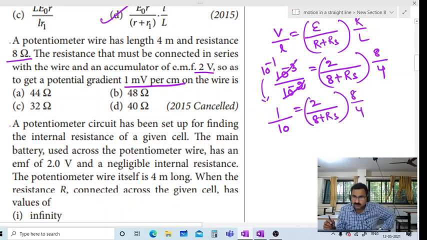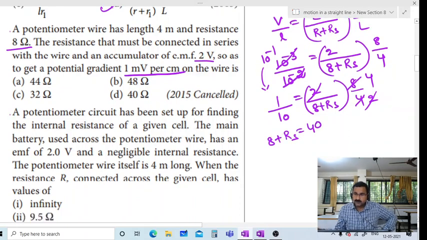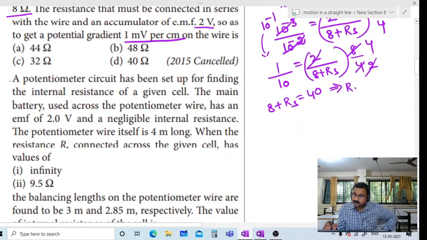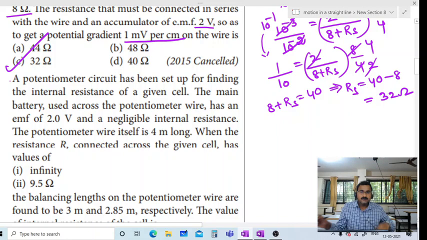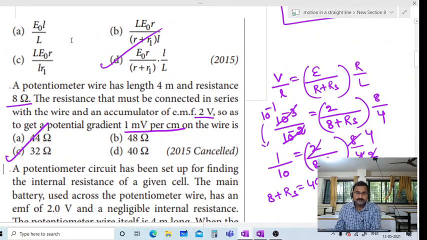Calculation is very simple now. See that one, how we can calculate. 2 1 just, 2 2 just, 2 4 just. Therefore cross multiply, all of you, how much are you getting? 8 plus RS is equal to 40. Therefore RS is equal to 40 minus 8. That is equal to how much you are getting? 32 ohms. That is the third option we are getting there for that one.